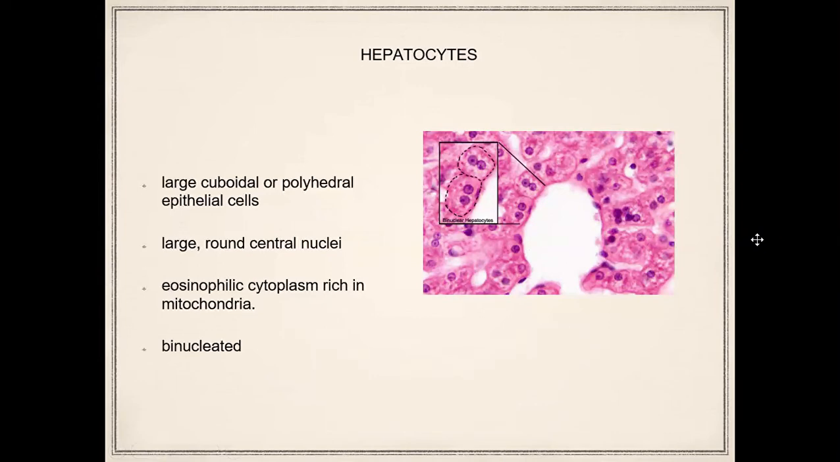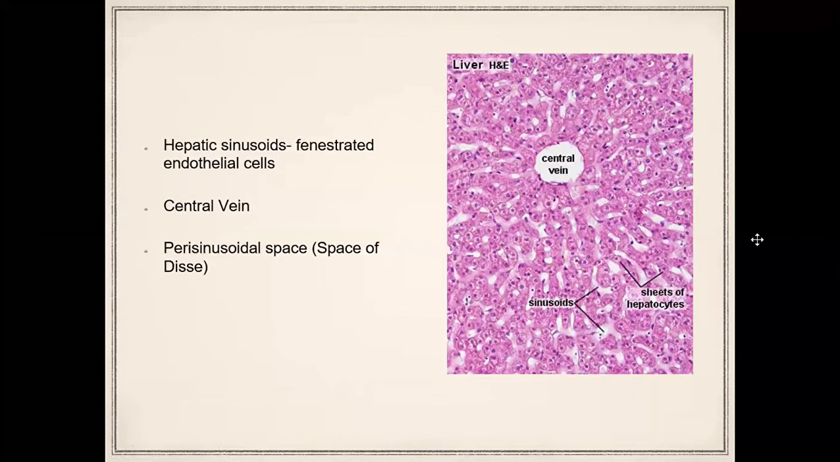The liver is a slide in the histology that you do not forget. You see it at the beginning, you see it at the middle, you see it at the end. The liver cells. Now this is stained by hematoxylin and eosin. Hepatic sinusoids are penetrated by endothelial cells. So this is your central vein. And then the perisinusoidal space, you call this the space of Disse.